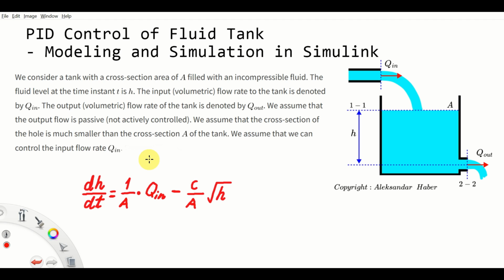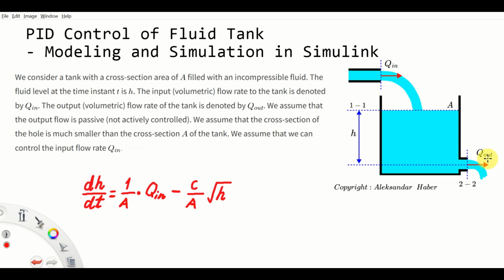Okay, let's start. First, we will briefly describe the system and briefly state the problem formulation. We consider a tank with a cross-section area of A filled with an incompressible fluid such as water, for example. The fluid level at the time instant t is H. The input volumetric flow rate to the tank is denoted by QIN, where this IN stands for the input. The output volumetric flow rate coming out of the tank is Q out.